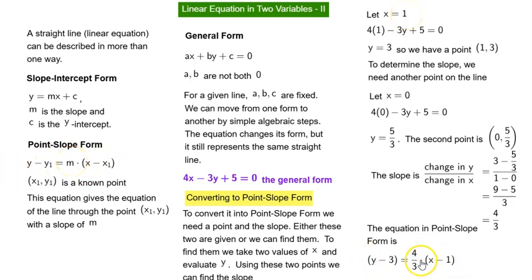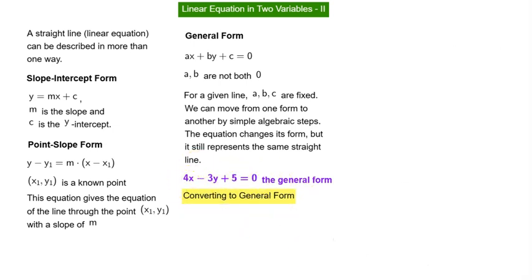So we have found the point slope form for the same line. Now let's take this point slope form we just found and go in the reverse direction. So y minus 3 is equal to 4 by 3 times x minus 1. 3 we take it to the other side. Here it is division, so here it becomes multiplication. 3 times y minus 3 times 3.